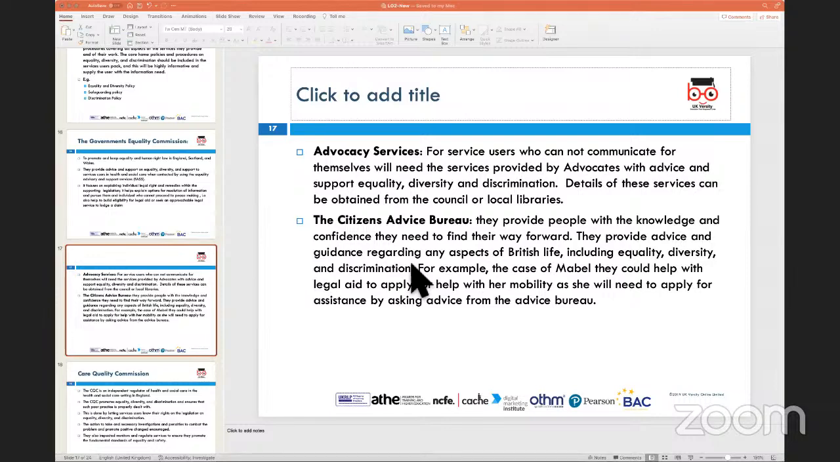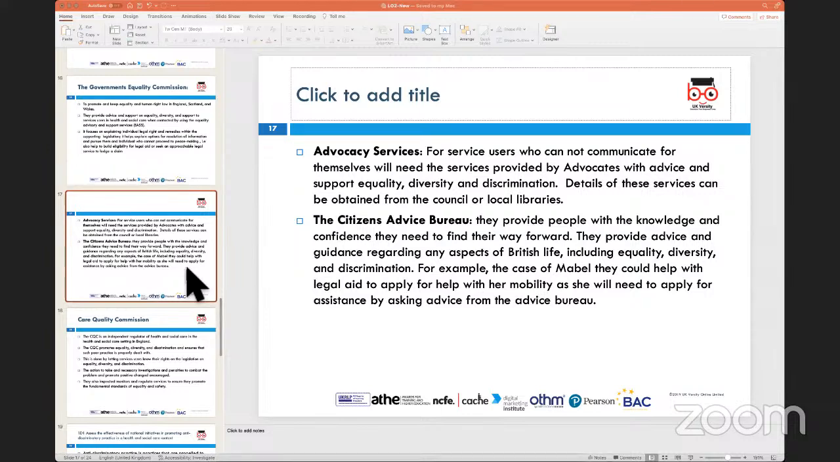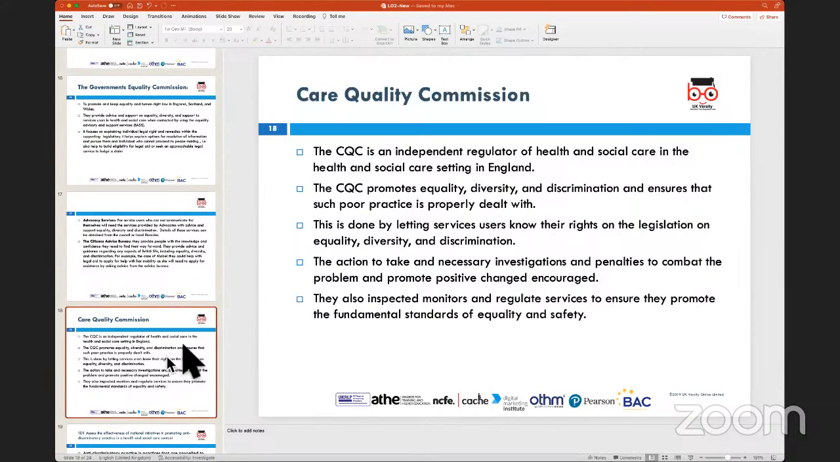But this is one of the bodies through which you can also get information about equality, diversity, and discrimination. That is what we are discussing. Now, the one other body which I would like to mention here would be the CQC. The reason I'm mentioning CQC here is because information at the organizational level would be different from what you might want to get as an individual.